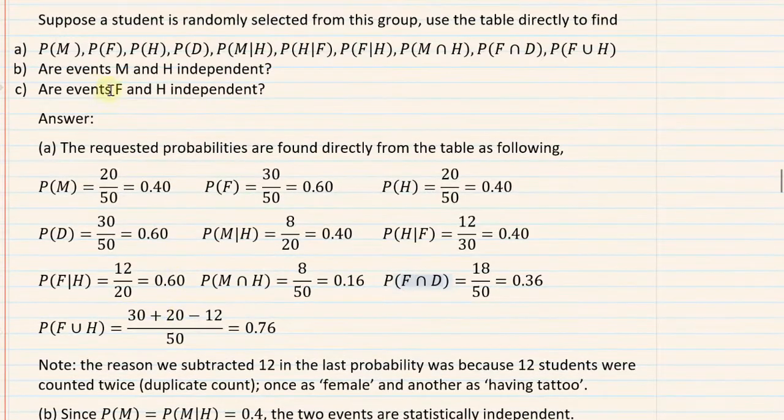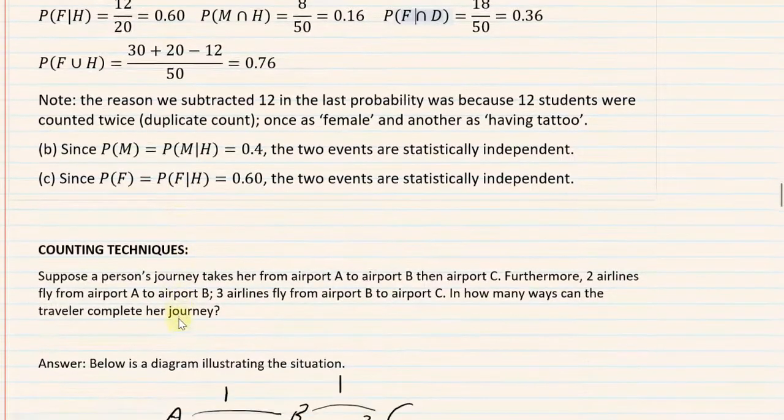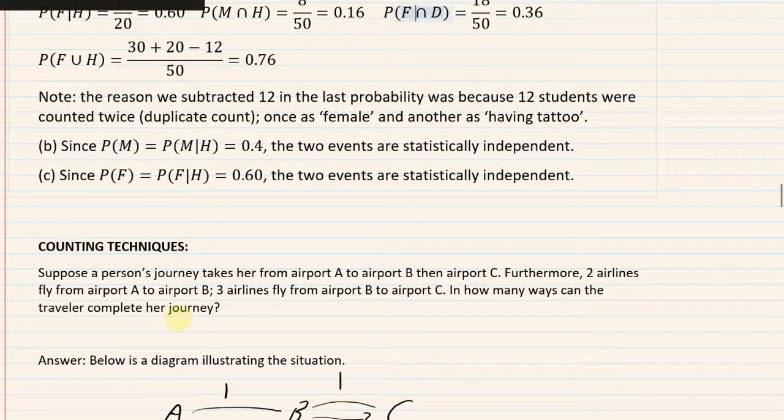What about the probability of female and H? Are those independent? If you look at F, the probability of female, is that equal to female given H? Yes. Another way we can look at that is to check whether the probability of H is the same as H given F. Let me actually write that one for you so you can see what I mean.